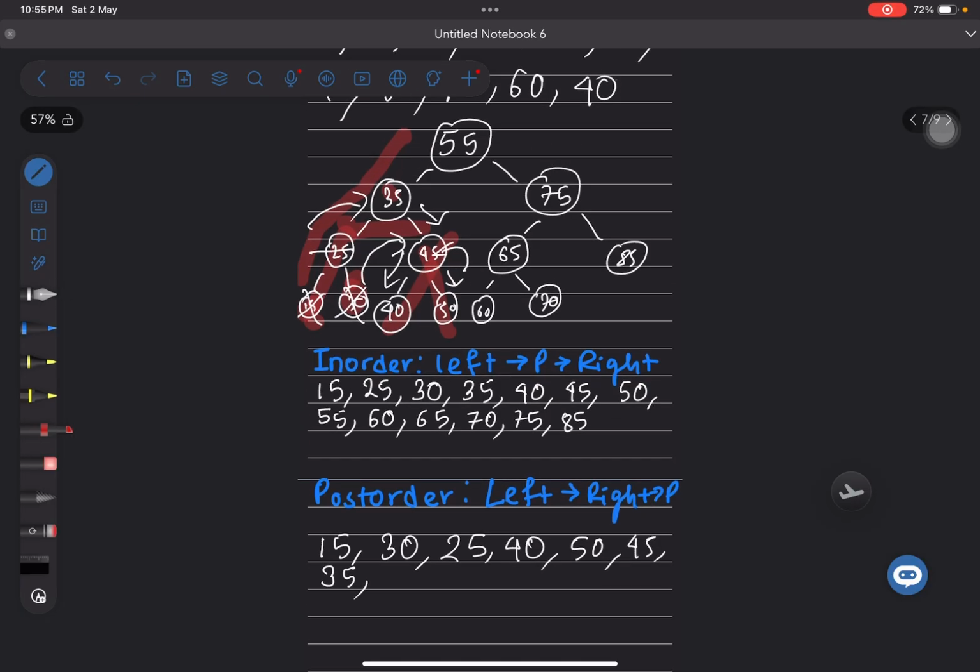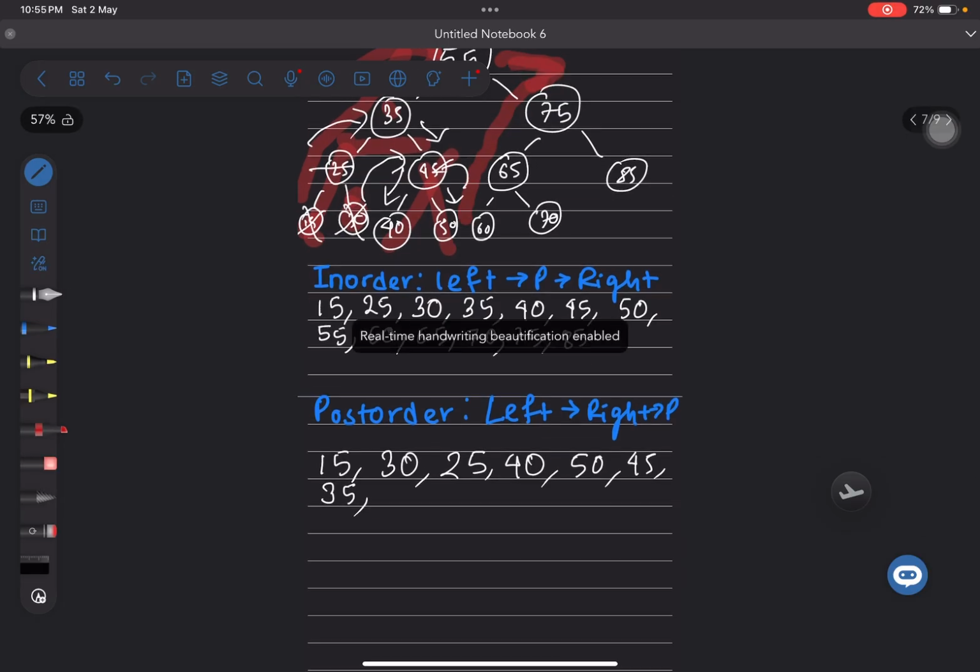Now we come to 55, but we cannot touch 55. We have to finish the right side first. So we come to right, which is 75. We go left, left, left. We find the absolute left, which is 60. And then after 60, we go to the parent, but we cannot hit the parent. We touch the right child, which is 70.